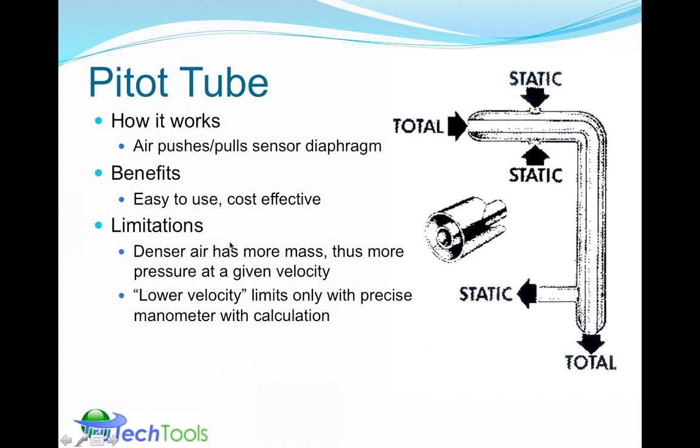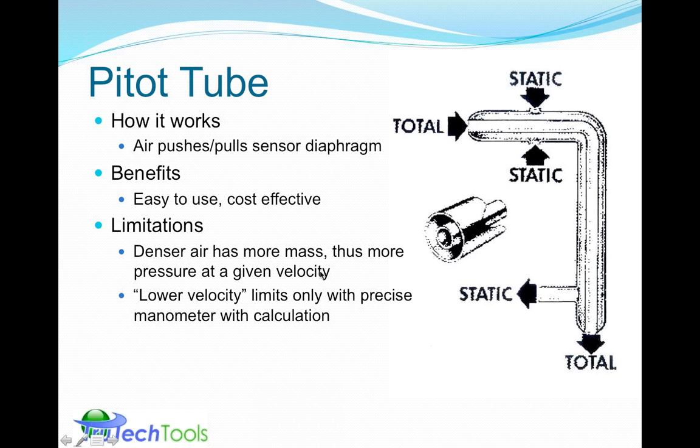The limitations, again, are that denser air has more mass, and we talked about that. Here, denser air would have more pressure at a given velocity. So imagine having a marshmallow thrown at you versus a tennis ball. You would feel a different type of pressure when that hits you. So lighter air, the marshmallow, would have less impact pressure than denser air, the tennis ball. That gives a variation that could affect the pressure reading.